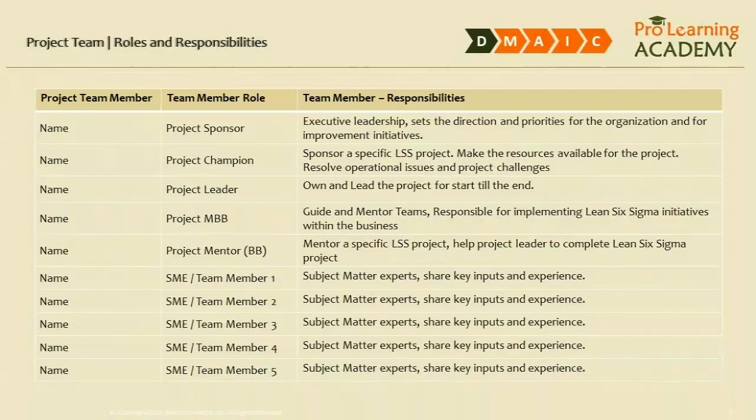The project leader will own the project and will lead the project from start to the end. The project MBB will guide and mentor teams. The project MBB is responsible for implementing Lean Six Sigma initiatives within the business, so a big role. And the project mentor, the black belt, would be a mentor for specific projects. He will help the project leader to complete the Lean Six Sigma project and so on. And then there would be other team members, the project team members, and these would be your subject matter experts. They will share key inputs and their experience.